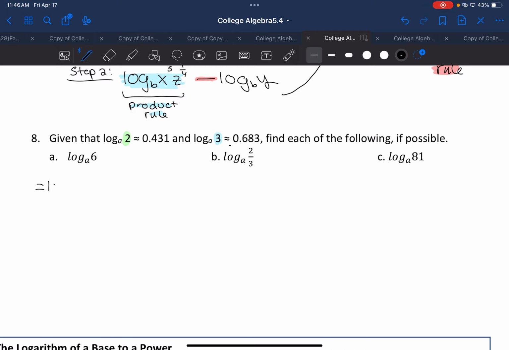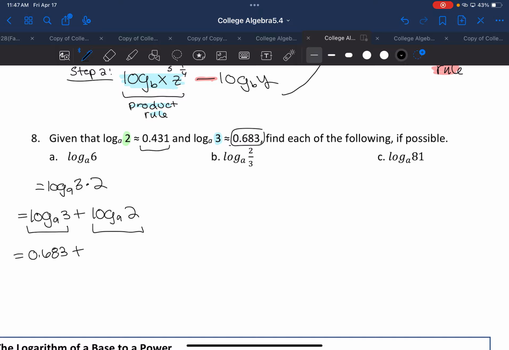I want to rewrite this as log base A of 3 times 2 and then separate it into a sum because that's the product rule. So this would be log base A of 3 plus log base A of 2. And then I can replace these with what they're equal to. So they told me log base A of 3 is equal to this, which is 0.683. Plus, and log base A of 2 is equal to 0.431.